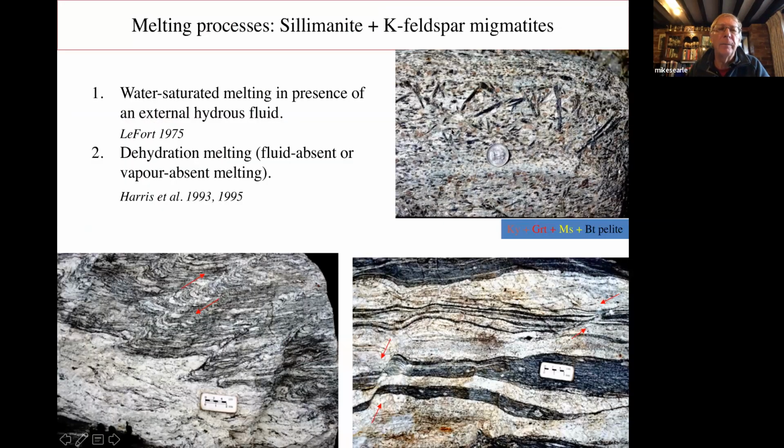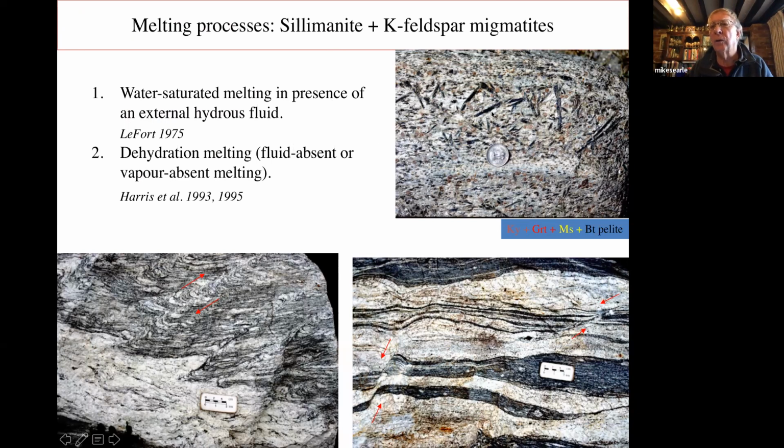Over in there, the metamorphism of the Himalayas leads eventually to crustal melting. As soon as you cross the sillimanite K-feldspar isograd, you have water-saturated melting or dehydration melting. And these are the rocks that are melting.